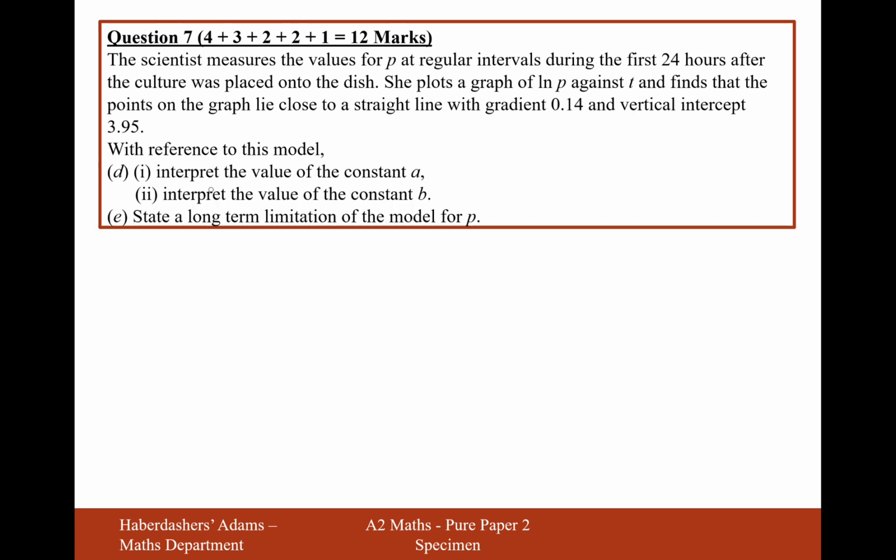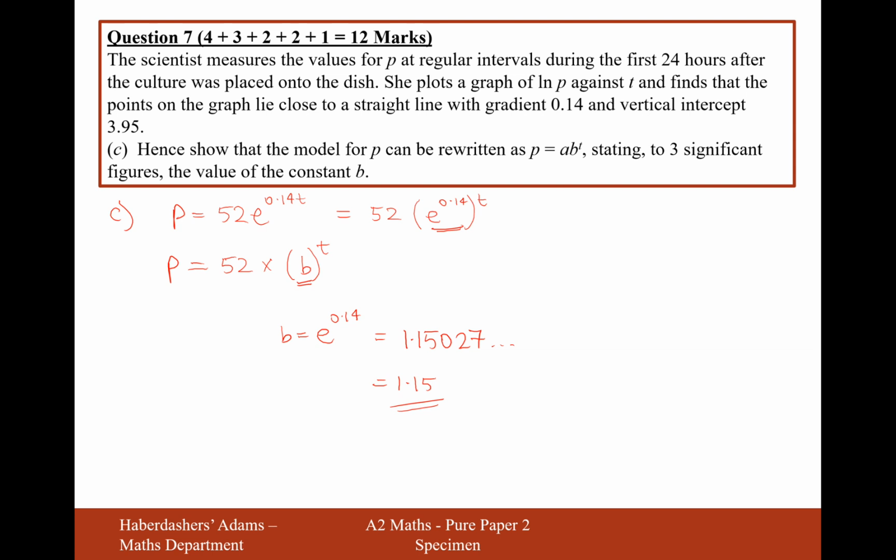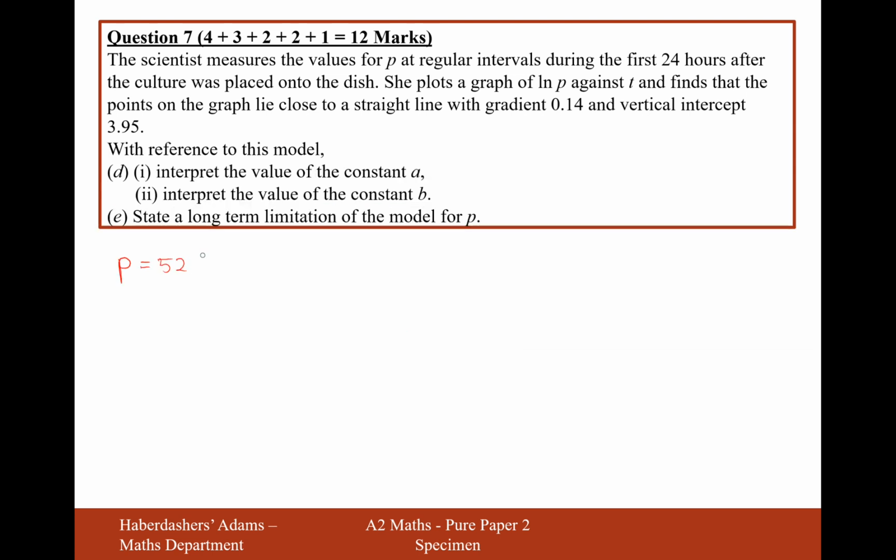And now answering the next little subparts of the question with reference to this model. D part i is interpret the value of constant K. Well, if you remember what the model looks like, it looks like 52 times 1.15 to the power of t. So when t is equal to 0, p is equal to 52. So it's effectively the starting area of the culture.